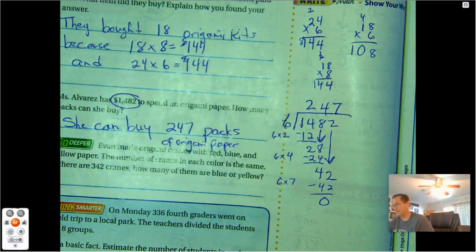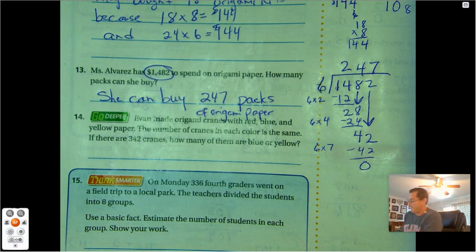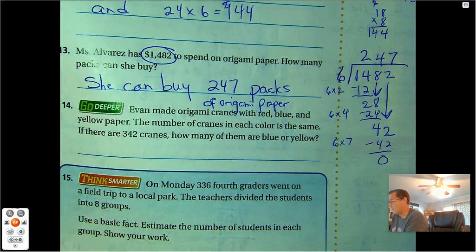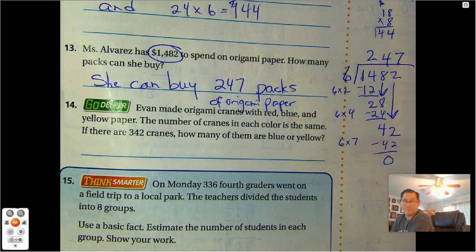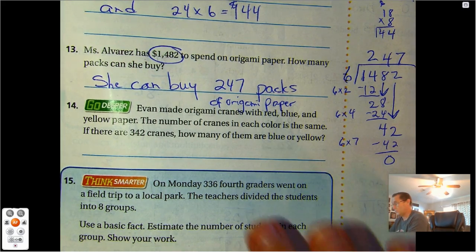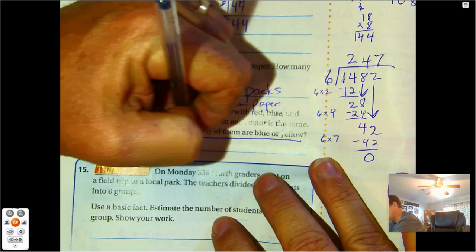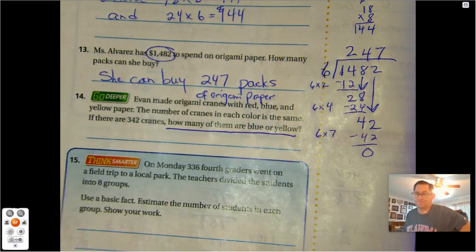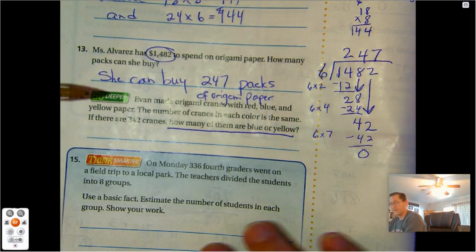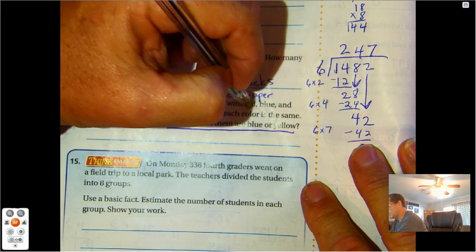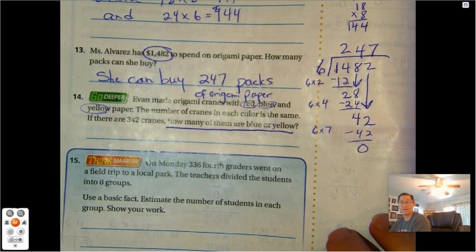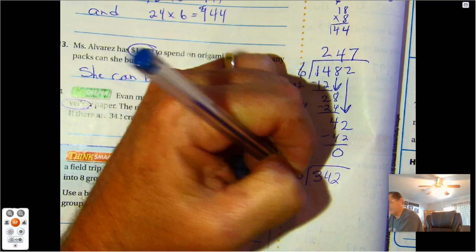Evan made origami cranes with red, blue, and yellow paper. The number of cranes in each color is the same. If there are 342 cranes, how many of them are blue or yellow? Okay, so first we need to figure out how many of each he's made. So we have red, blue, yellow. That's 3 different types of color paper. So we have 342 divided by 3. So we're going to make groups of 3 different colors.